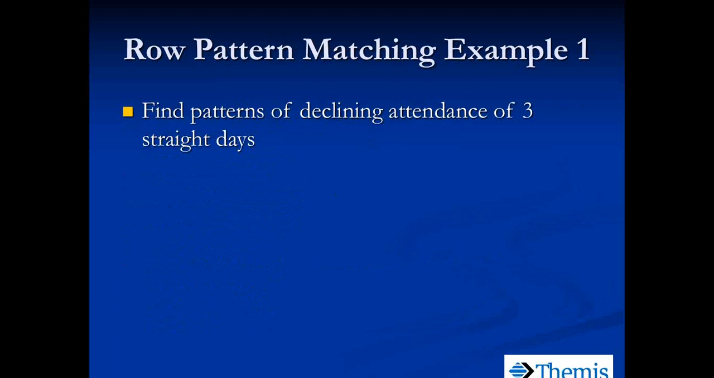Okay, 3 straight days is what I'm looking for here. And it's very specific, right? It's not 4 days or 5 days or 2 days. It's for 3 days in a row, my attendance has gone down. And I want to identify those patterns and their dates so that I can go back later and analyze, okay, what's going on here? Why were they going down? Was the weather bad? What was going on? Did we have a price increase recently? Why did the attendance go down?